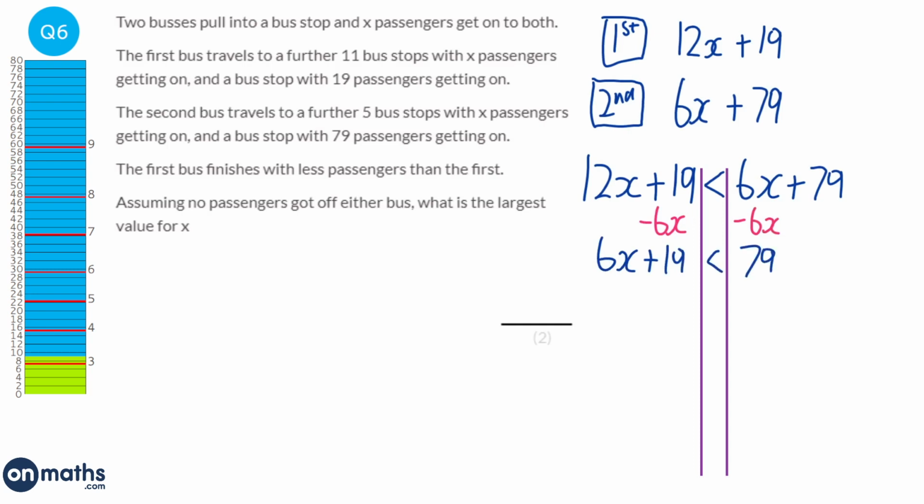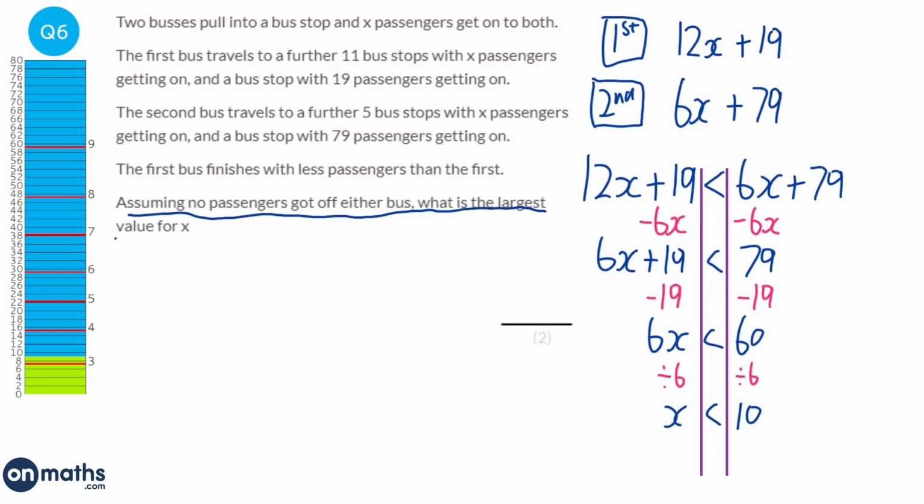And next thing we're going to do is take away the 19 from both sides. And so, meant to be 60. Got ahead of myself. And the last thing we do is divide by 6 both sides. And so we've got x is less than 10. Now, it says here, assuming no passengers got off either bus, what is the largest value for x? Now it is tempting to write down 10, but it says x has to be less than 10. So the biggest number we can get that is less than 10 is 9.